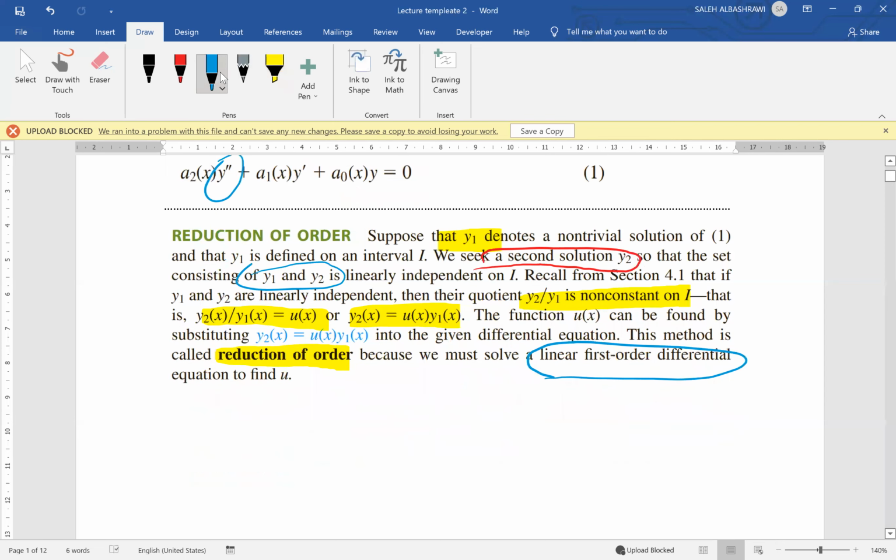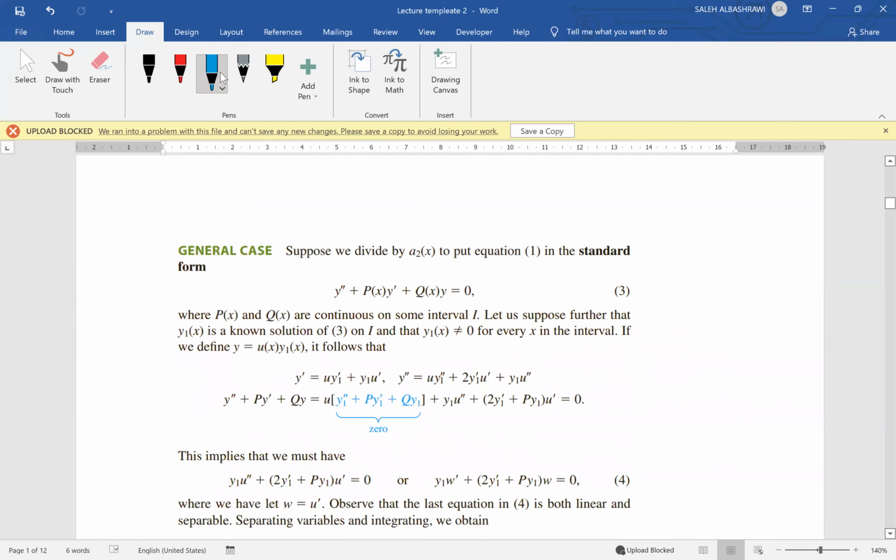To speak about this generally, we have this equation in the standard form: y double prime plus b of x y prime plus q of x y equal to 0, given that b of x and q of x are continuous on the interval I. So if we replace y by the relation y equal to u(x) multiplied by y1, then differentiate and find the first derivative using the product rule, it will be u y1 prime plus y1 u prime.